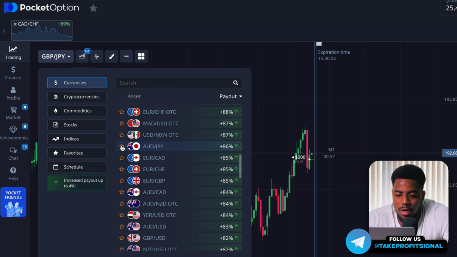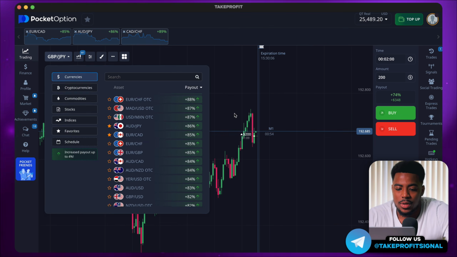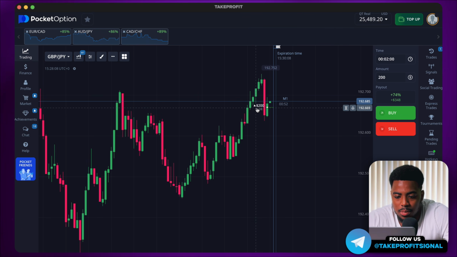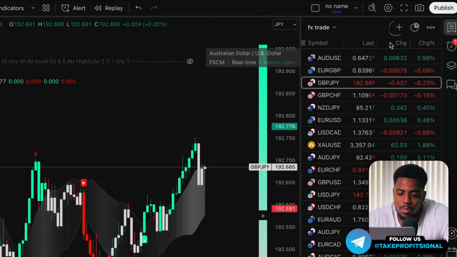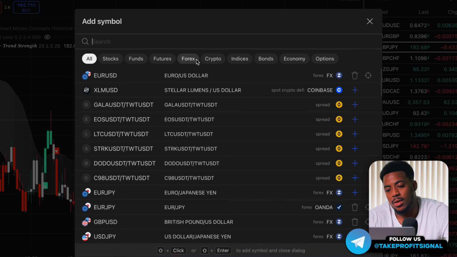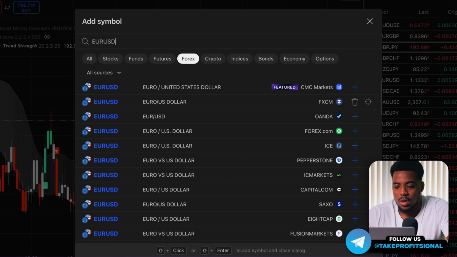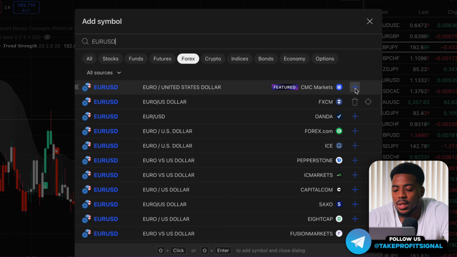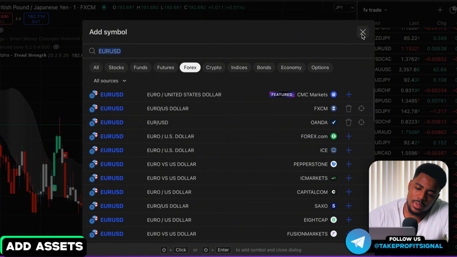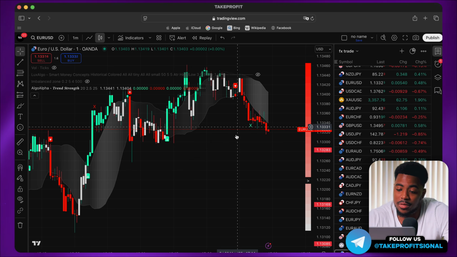They often have lower payout percentages, but these are the currency pairs we need, because here we just click on the plus, click Forex, write, for example, the name of the currency pair, euro dollar, which is exactly on Pocket Option, and just click from any provider. Add this asset, and there we have it.